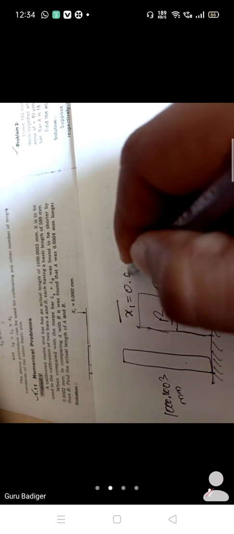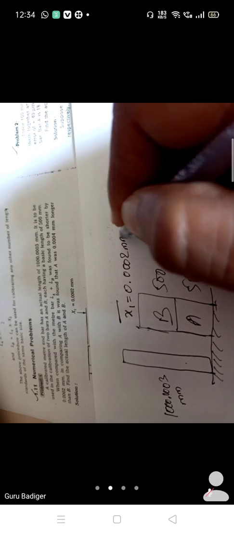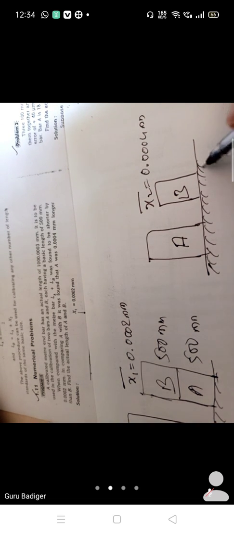So that gap x1 is 0.0002 mm. But if you are comparing the two bars, that is A and B, A will be greater than B, right? So here the x2 value will be 0.0004 mm, right? So if you see the previous derivation, we have the same type of derivation.